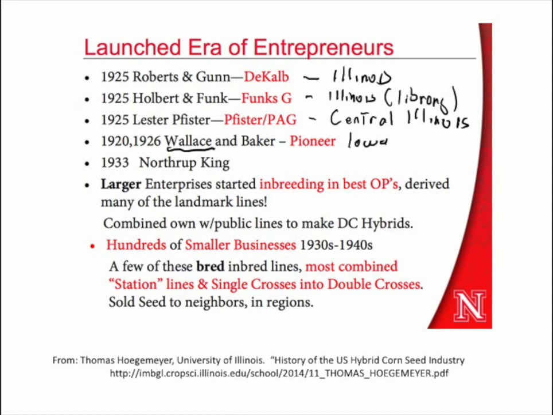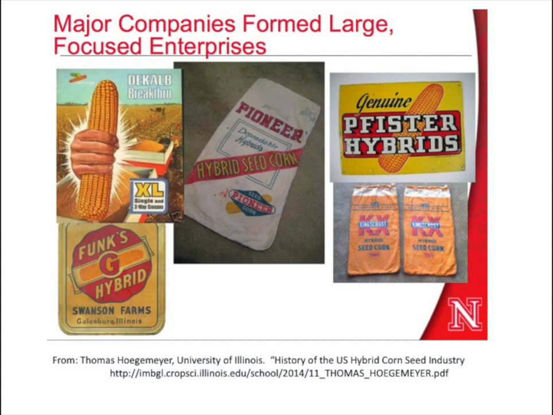Pioneer happened to be an Iowa firm, so we do see some things come out of Iowa. Wallace, one of its founders, turned out to be the Vice President of the United States under FDR. Northrop King is a Minnesota company. All of those companies were in the seed corn business as well as other businesses, but they typically took inbred lines and produced single and double crosses and maybe did some breeding of their own. Here you see some of the advertisements and bags of those companies.